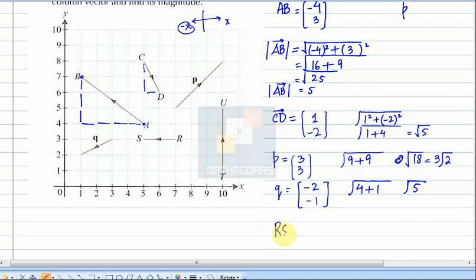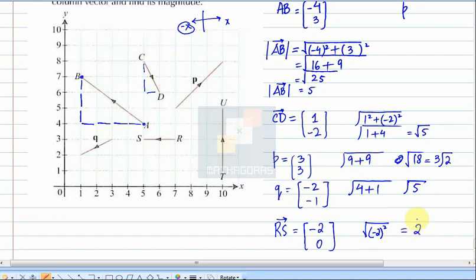RS, you cannot write it as SR because the direction is from R to S. So when we move from R to S, we are moving only in the x direction, not in y. So 1, 2. So there are 2 steps on the x and 0 steps on the y. And the magnitude is (-2) square, that means it's 2.